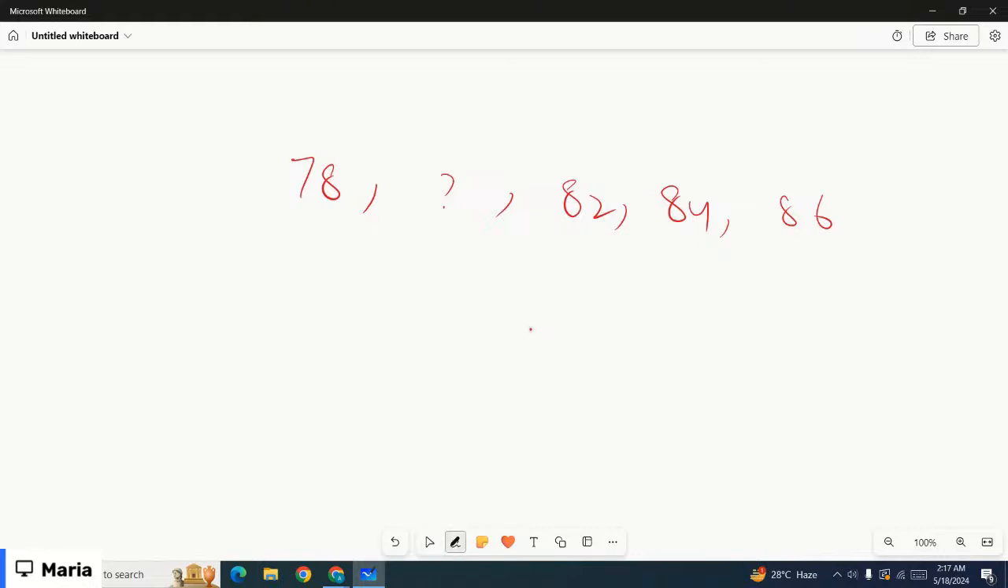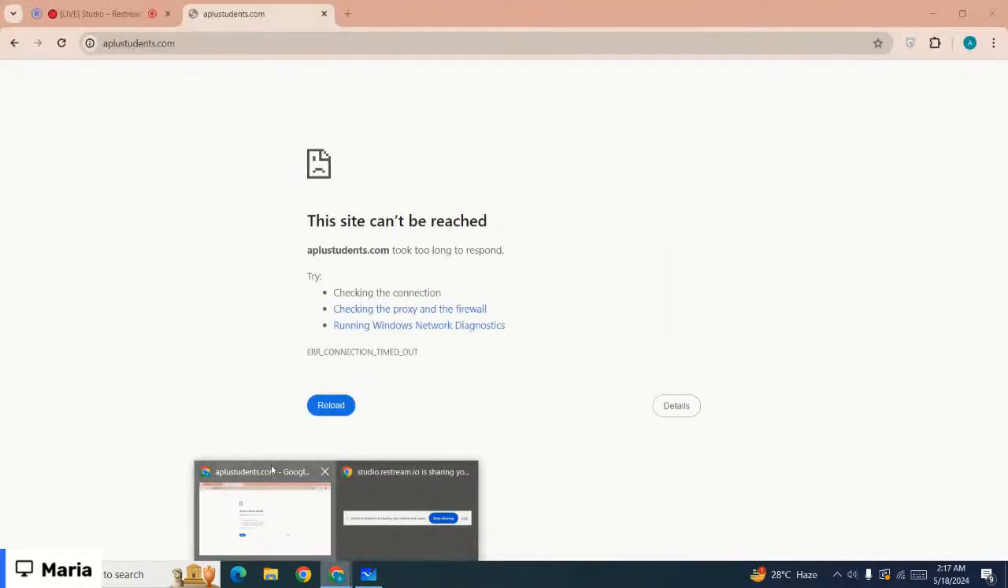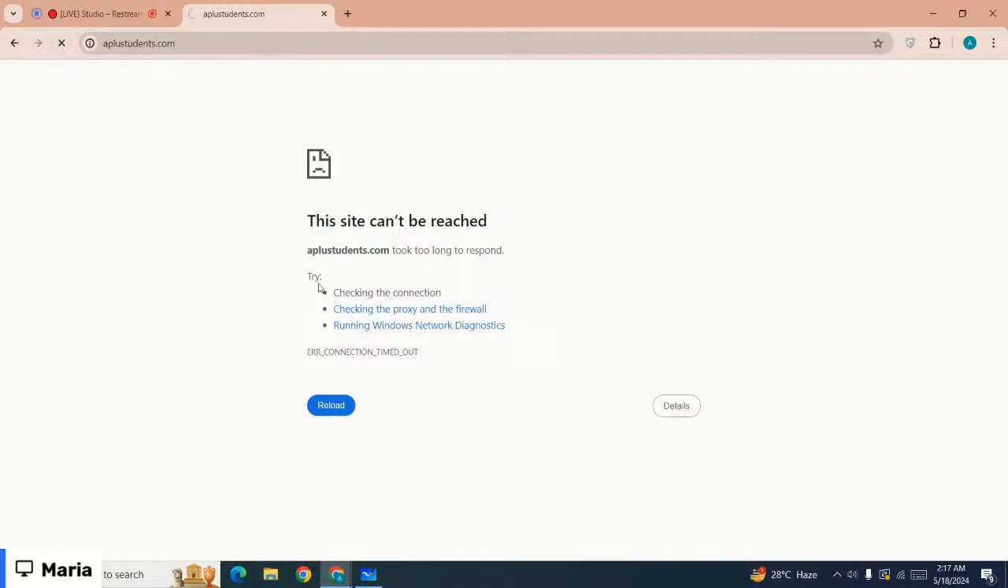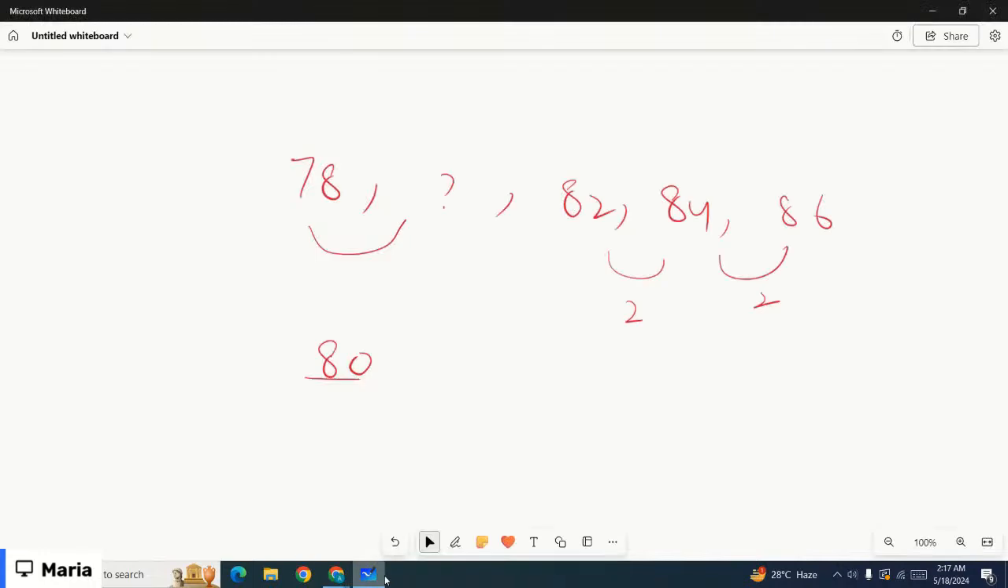The pattern is increasing by 2, right? 82 plus 2 is 84, 84 plus 2 is 86. So here you need to add 2. So 78 plus 2 is 80. So the missing number is 80, right? The missing number is 80.